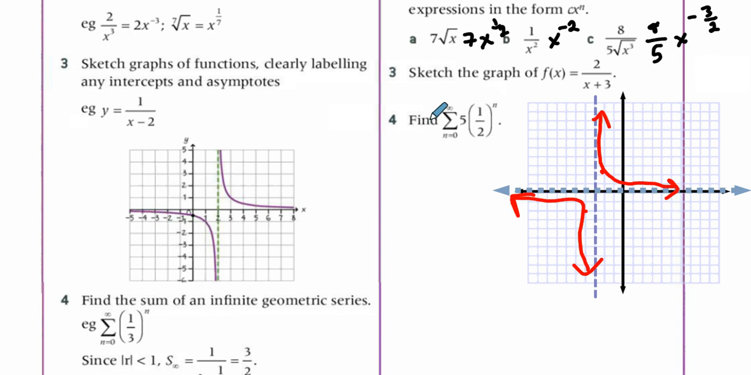And then lastly, summation notation. So understanding what we're coming up with here when we're doing sums. So I have to start with 0, so I put 0 in for n, so I get 5 times 1/2 to the 0, which is what?